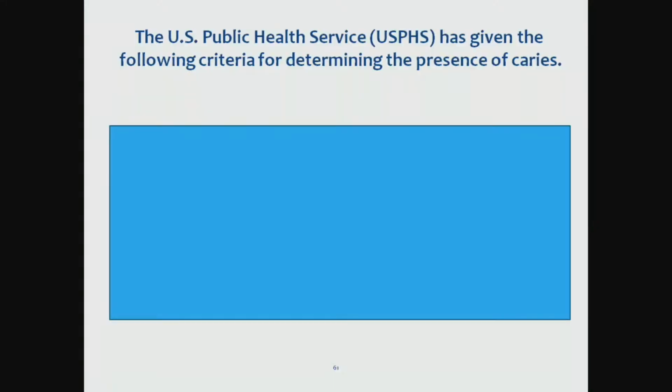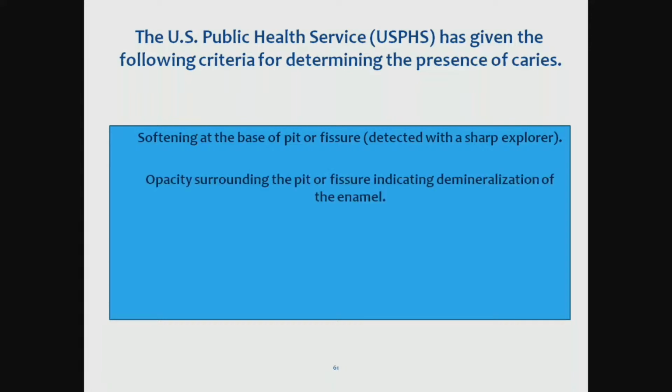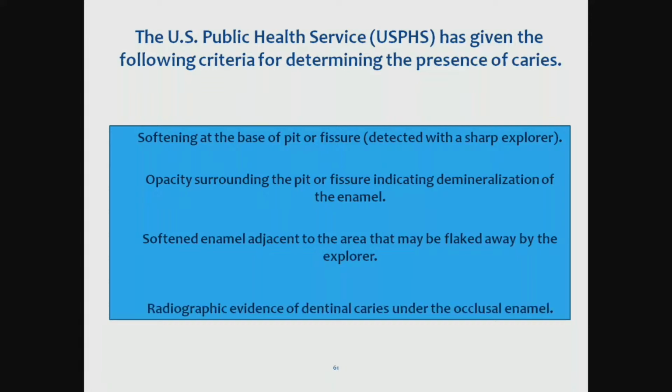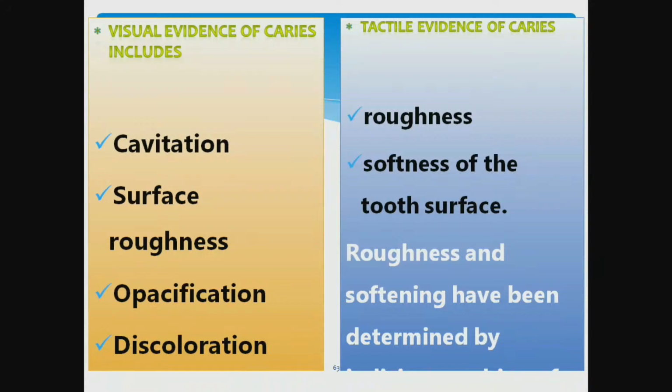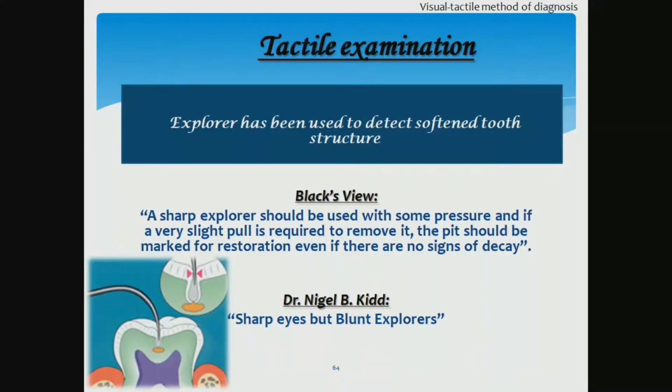The US Public Health Service has given the criteria for determining the presence of caries. Anything which is softening, opaque and softened enamel, and if a radiographic evidence of dental caries is found, then this is caries. If you have visited a dental clinic, you must have seen the mouth mirror and probe. We pass the probe on the surface of the tooth, and if there is any catch, that means caries is detected. Cavitation, surface roughness, all these things indicate caries.